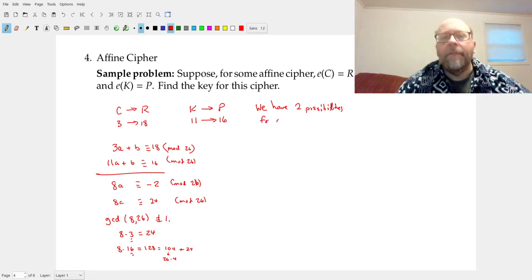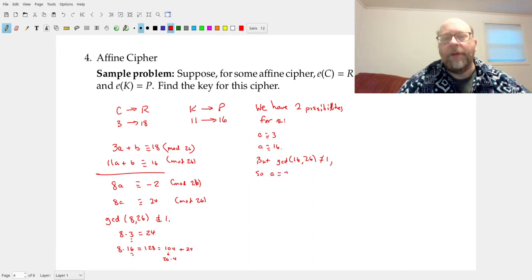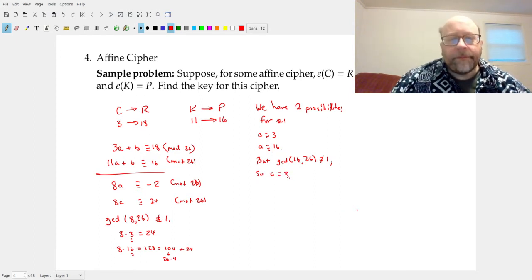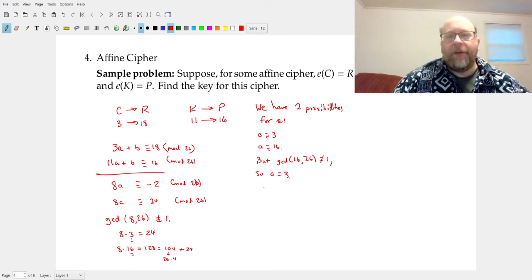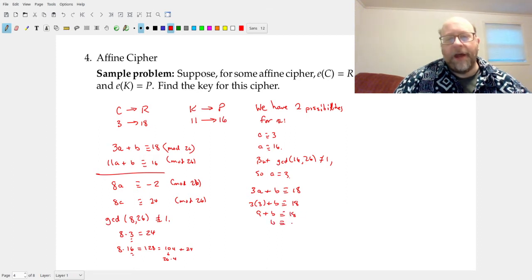Possibilities for A based on this congruence: A is congruent to 3, A is congruent to 16. But the GCD of 16 and 26 doesn't equal 1, and so A has to equal 3 by elimination. So now we know what A is, we could go back and figure out what B is. So 3A plus B is congruent to 18. So 3 times 3 plus B is congruent to 18. That's 9 plus B is congruent to 18. So B is congruent to 9.